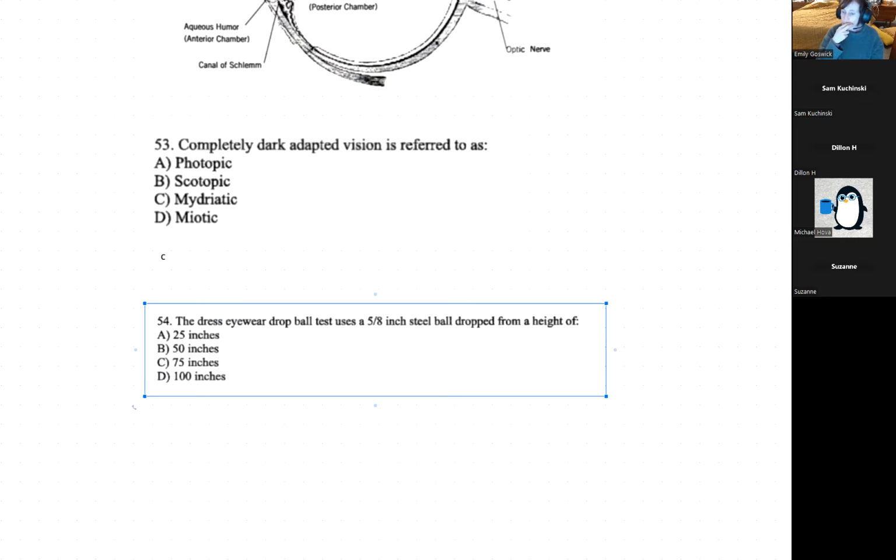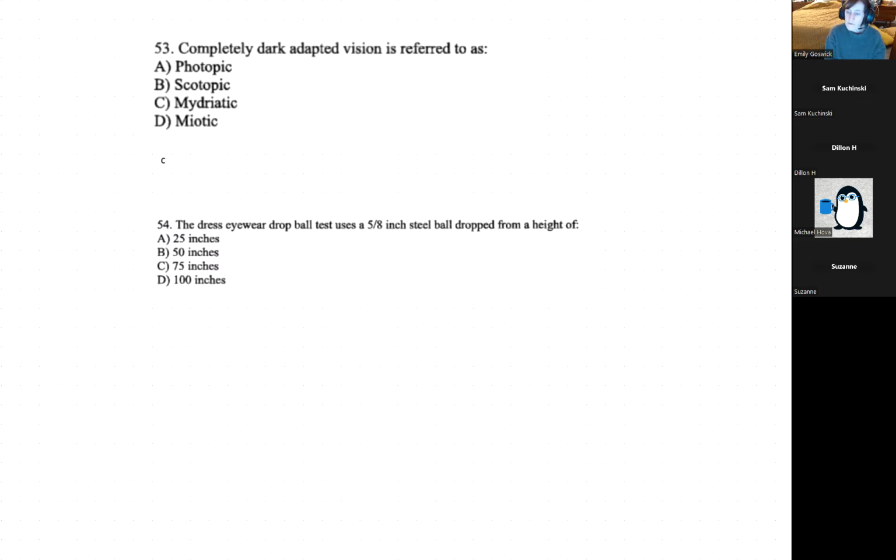Okay, the dress eyewear drop ball test uses a 5/8" steel ball dropped from a height of 25, 50, 75, or 100. This is very, very likely to be on the test. So there are two types of impact resistant tests. One of them is where they actually shoot the steel ball at the lens at high speed. The other one is a drop ball test where they drop the ball. The ball is always dropped at 50 inches. So you want to remember that one distance. Again, something you just need to commit to memory.